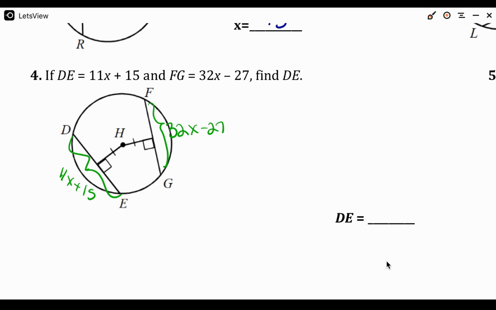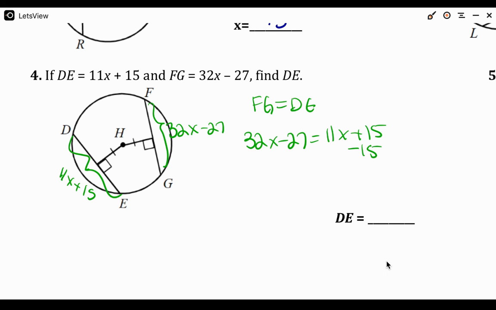Well, we know that because they are equidistant from the center and they're intersecting at a right angle, we know that these two chords are congruent. So let's put them equal to each other. So we know that FG is equal to DE. So 32x minus 27 is equal to 11x plus 15.